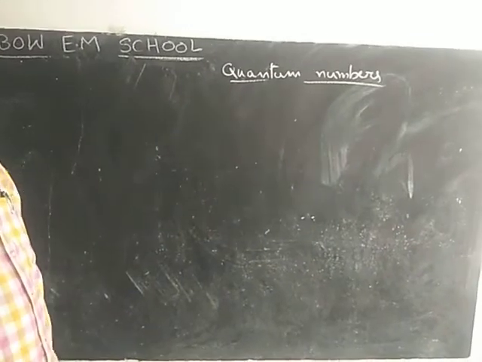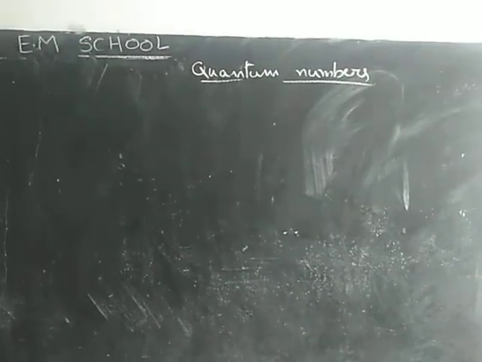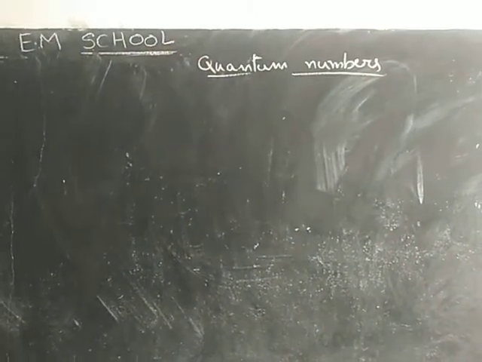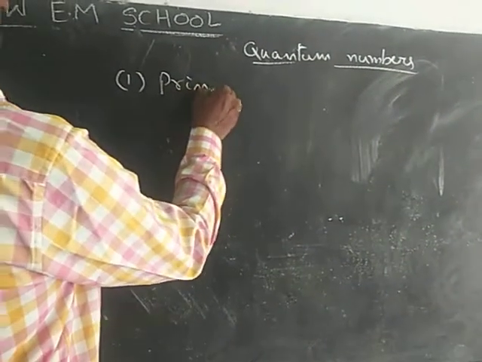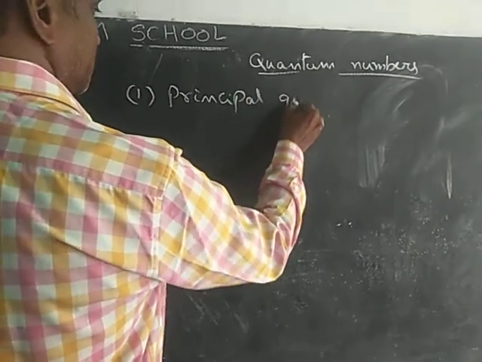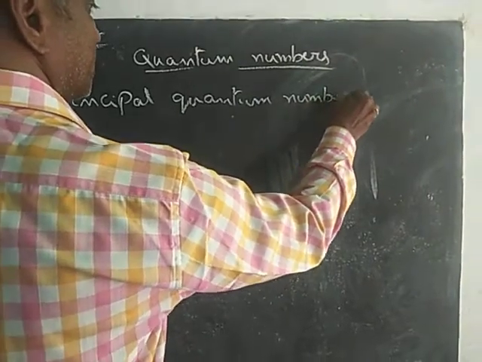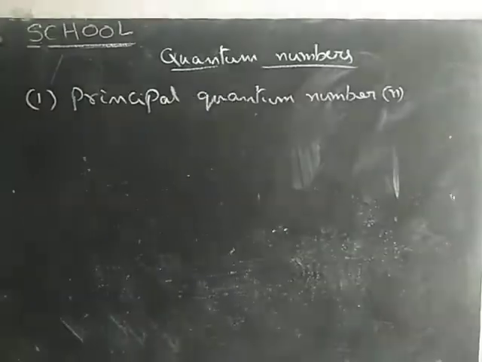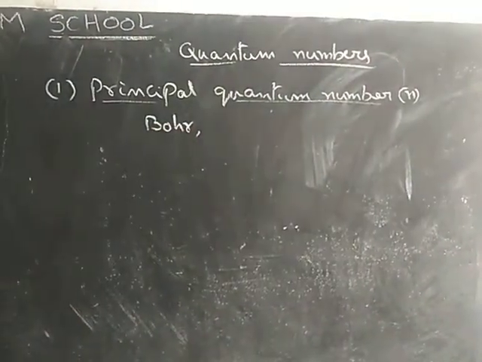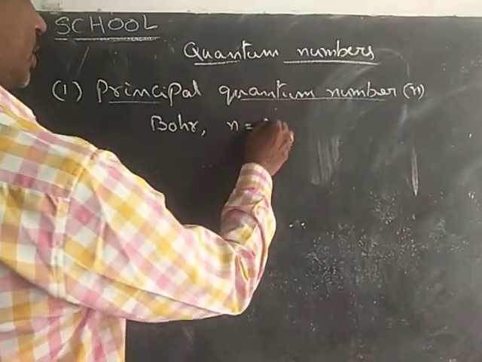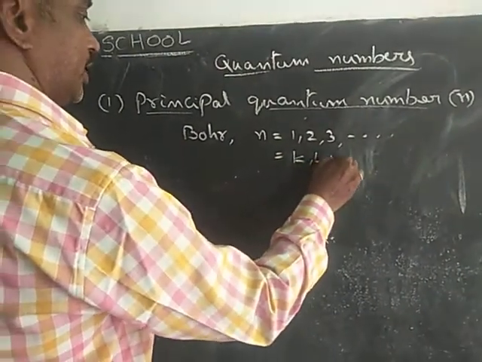Quantum numbers. What are quantum numbers? Quantum numbers explain the properties of electrons. The numbers which explain the properties of electrons are called quantum numbers. Here, the first quantum number is the principal quantum number, denoted by the letter N. This principal quantum number was proposed by Niels Bohr. N value starts from 1, 2, 3, etc., and so on. That means K shell, L shell, M shell and so on.